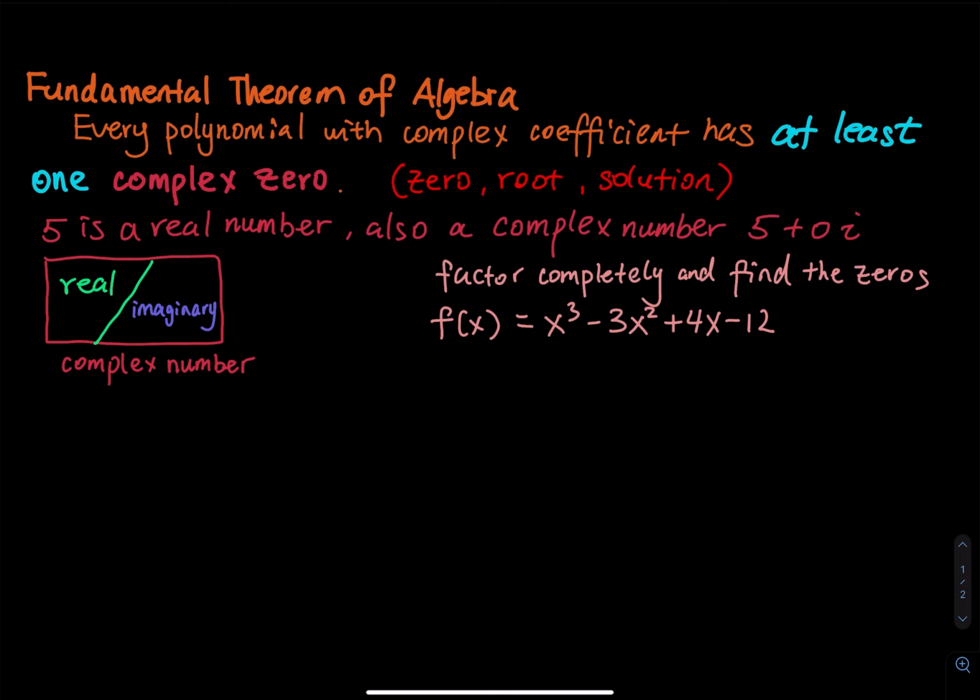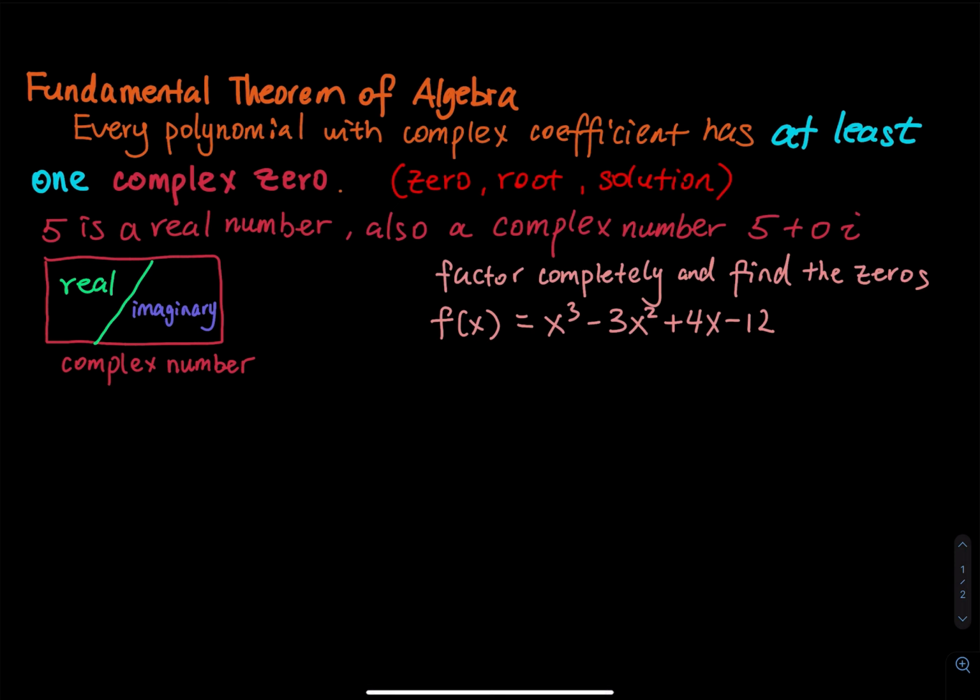So the theorem says every polynomial with complex coefficients has at least one complex zero. Complex zero has three different names. Some textbooks use the word zero, sometimes they use the word root, and sometimes they use the word solution. So complex zero, complex root, complex solution, depending on your textbook.